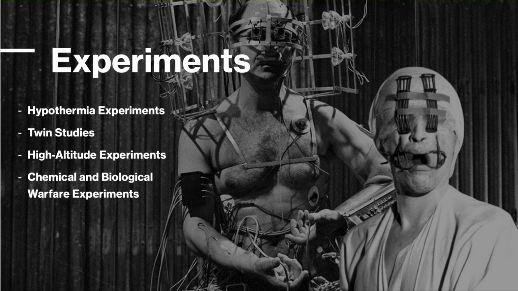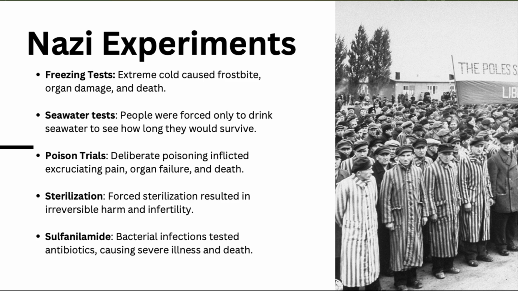So some of the other things they did is they would do seawater tests where people would be forced only to drink seawater to see how long they would survive. They were probably doing those experiments for the German pilots as well, just in case a plane went down over water. They could see how long their pilots would survive that experience. They would deliberately poison human beings, and these people would go into organ failure and death. They would do sterilization. So just really horrible things they would do to these human beings.